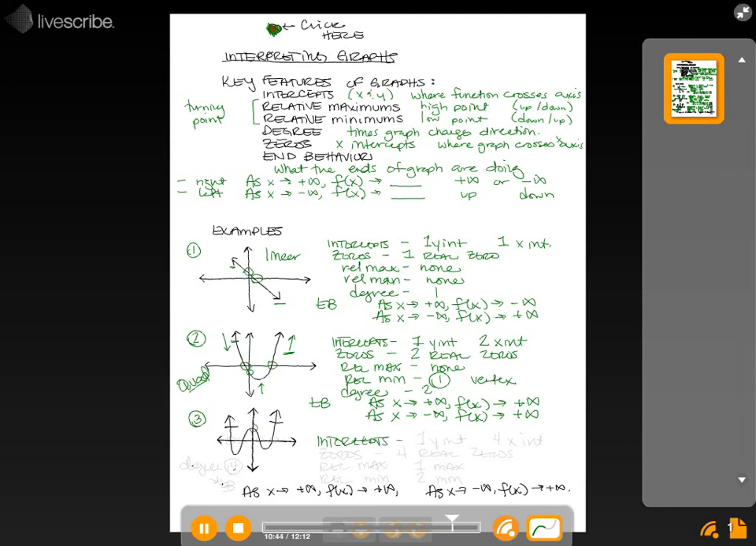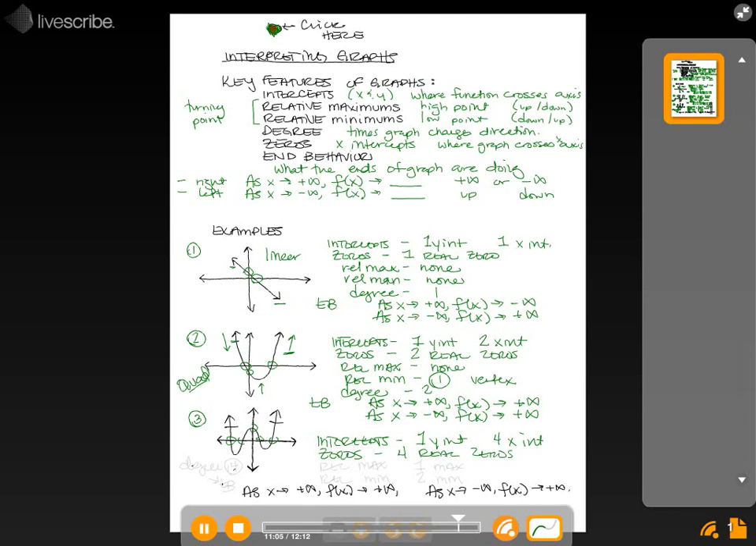We cross the y-axis one time, so we have one y-intercept. We have 1, 2, 3, 4 x-intercepts. Go right to zeros now, because again, the x-intercepts are your zeros. We have 4 real zeros then.